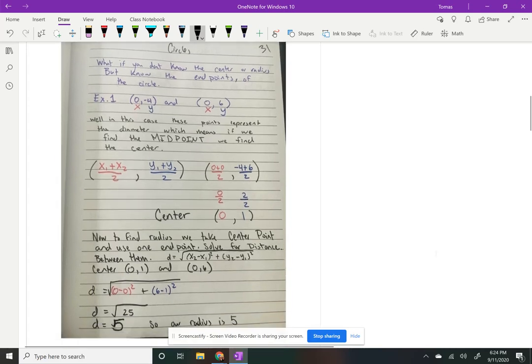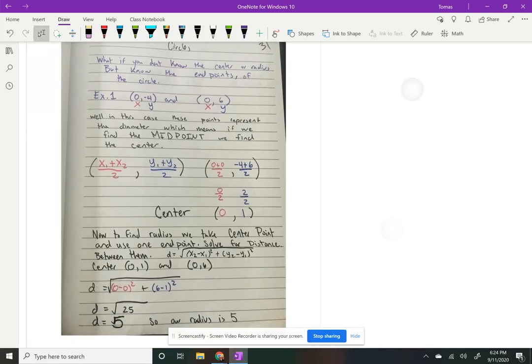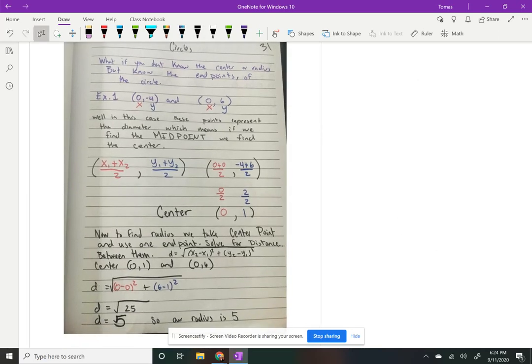All right. Now, this is the type of question I like right here. These are my favorite ones, dealing with circles. So, what if they don't give you the center or they don't give you the radius? What if they give you a circle, but they give you the endpoints of the diameter?